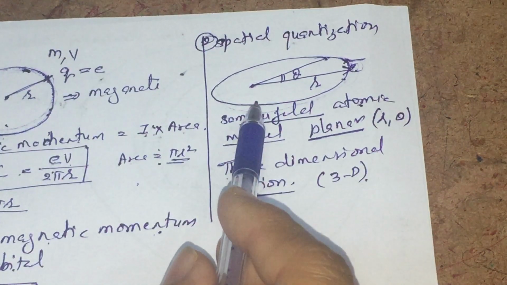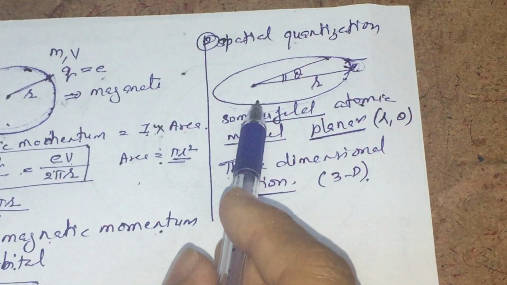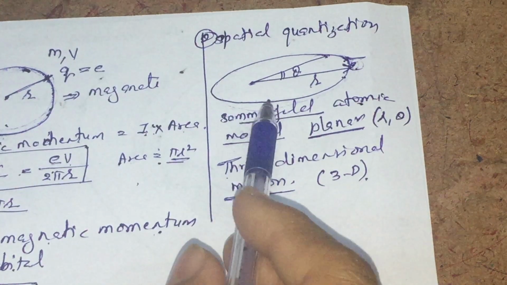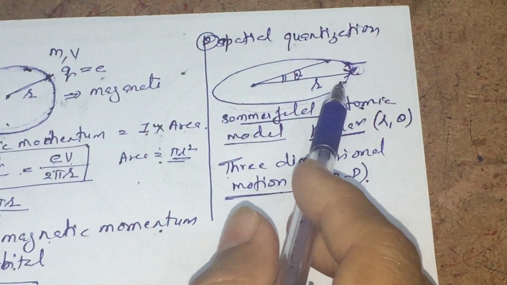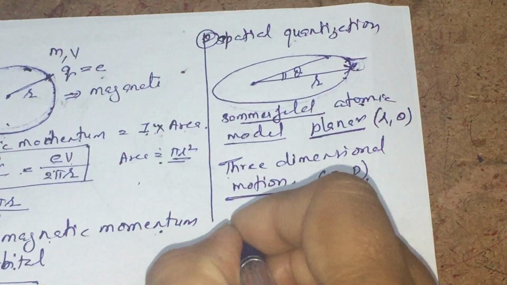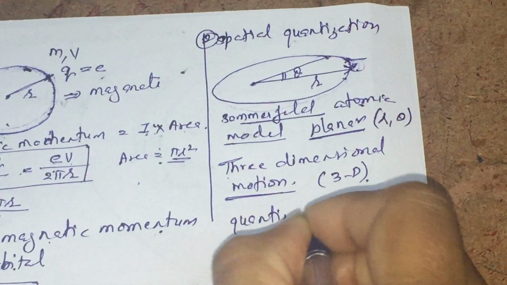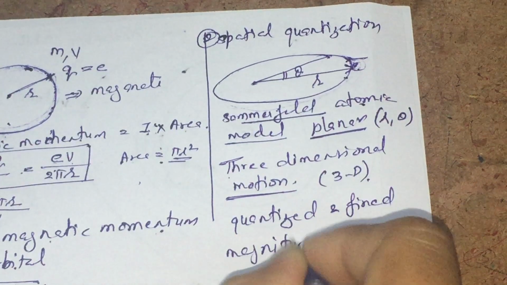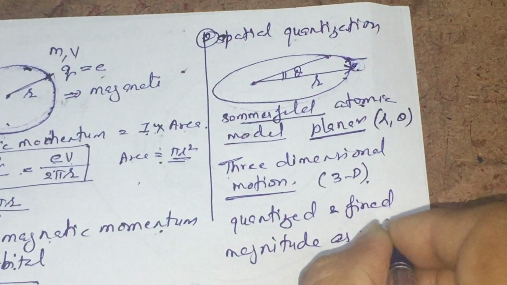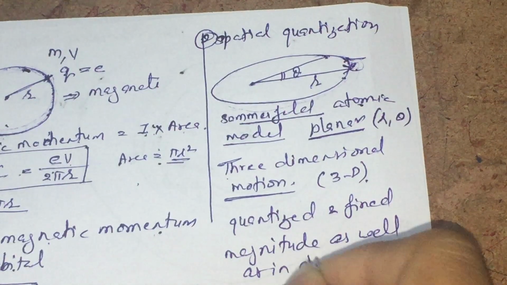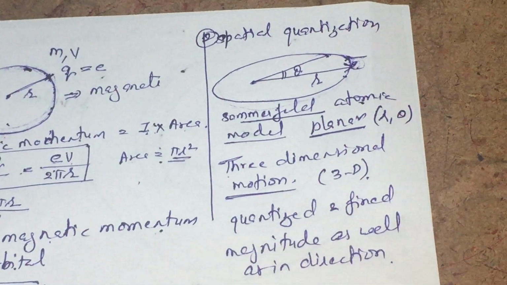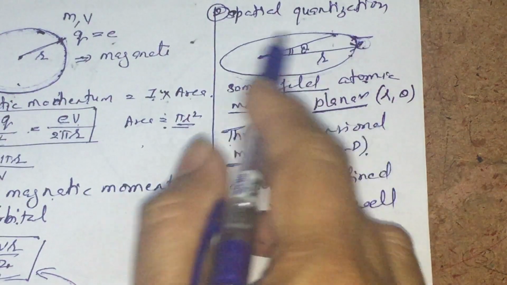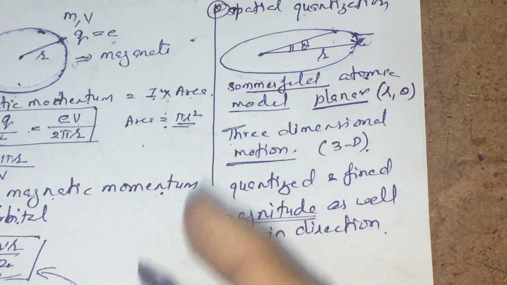It may be considered that the electron may be moving in any three-dimensional plane, but according to the vector atomic model, the orbit is fixed in three-dimensional space. It is quantized, or it is fixed in magnitude as well as in direction. Even though the orbit is three-dimensional, we can predict the magnitude of the elliptical path and the direction of the elliptical path.